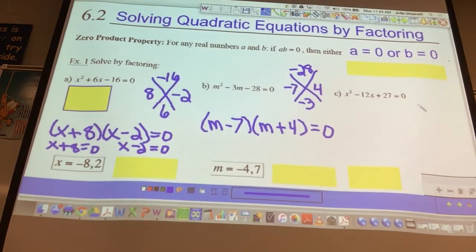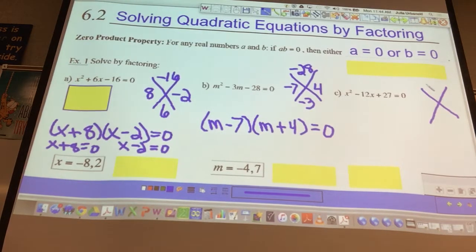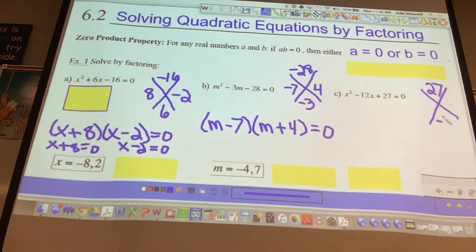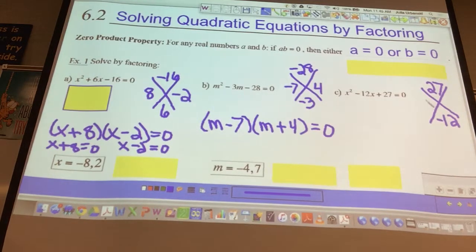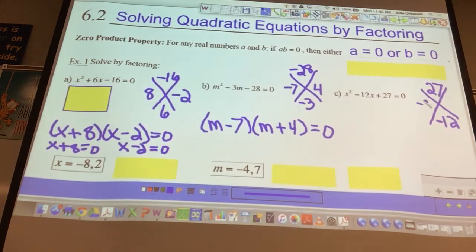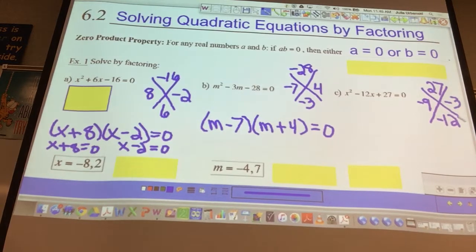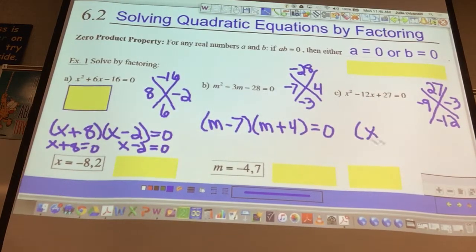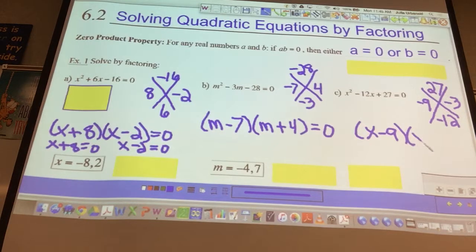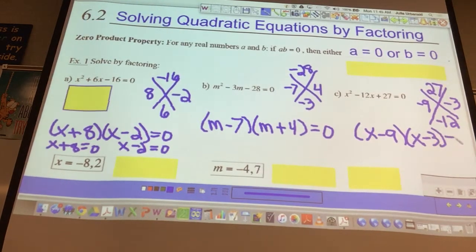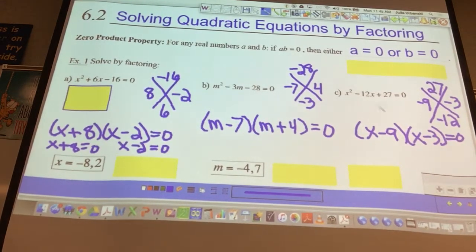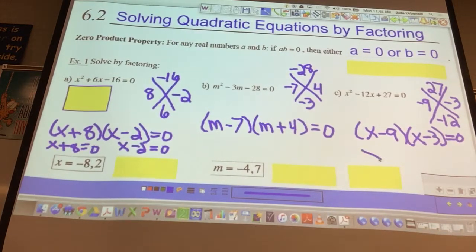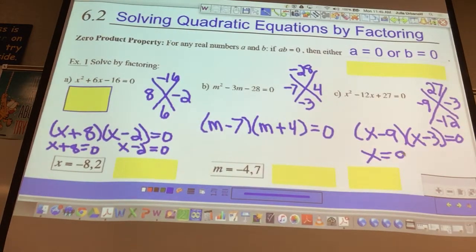Alright, for letter C, we're looking for two numbers that multiply to equal what? 27, and when you add them, you get negative 12. Negative 9 and negative 3 makes a positive when you multiply, makes a negative when you add them. So my factors are x minus 9 and x minus 3 equals 0, because we have that equals 0 there. And our two answers are positive 9 and positive 3.